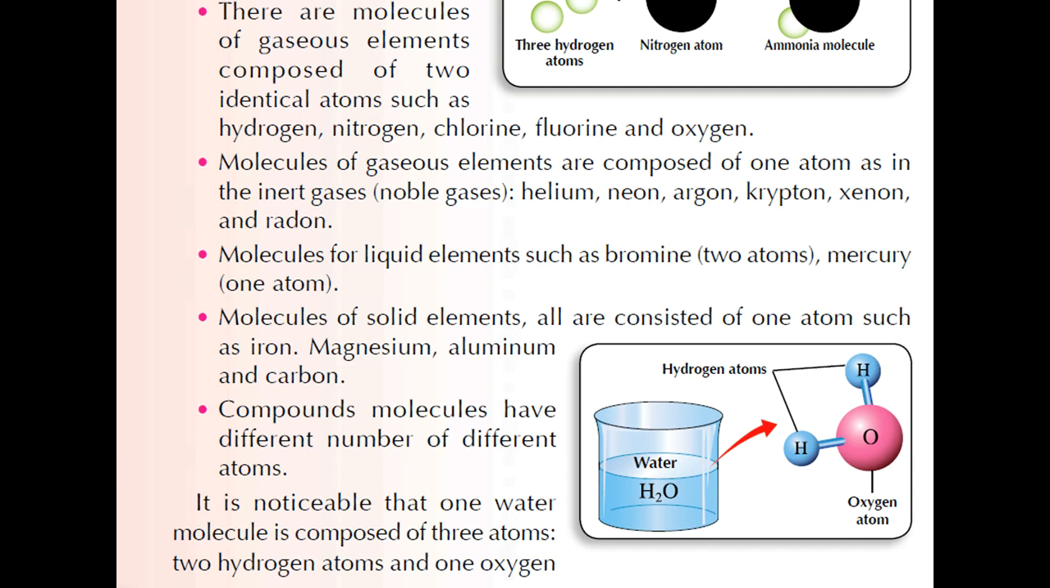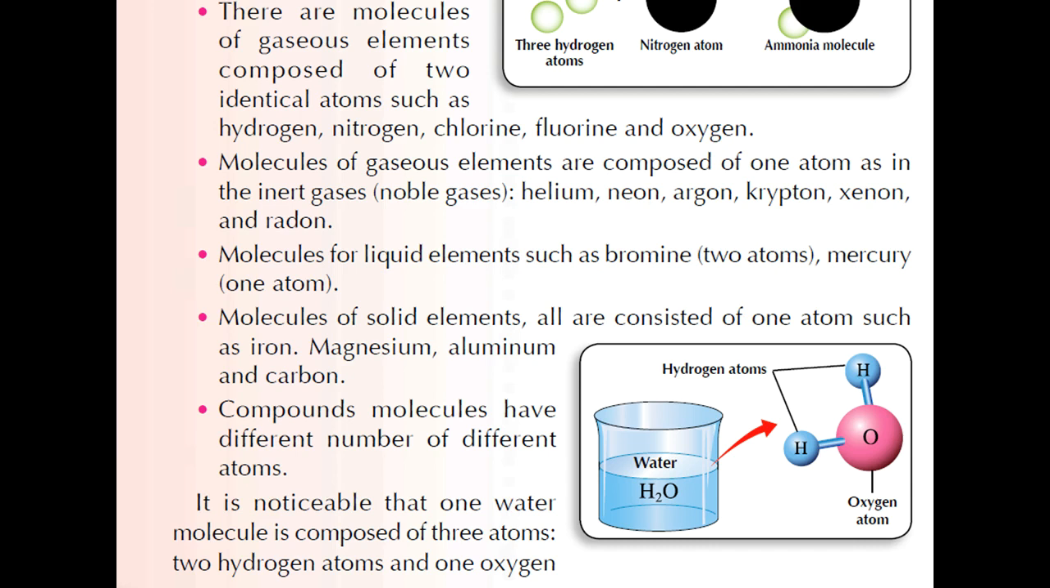طيب there are molecules of gaseous elements composed of two identical atoms such as hydrogen, nitrogen, chlorine, fluorine and oxygen. في جزيئات لعناصر غازية composed of تتكون من إيه؟ Two identical atoms such as hydrogen, nitrogen, chlorine, fluorine and oxygen. Molecules of gases، جزيئات الغازات أو جزيئات العناصر الغازية.